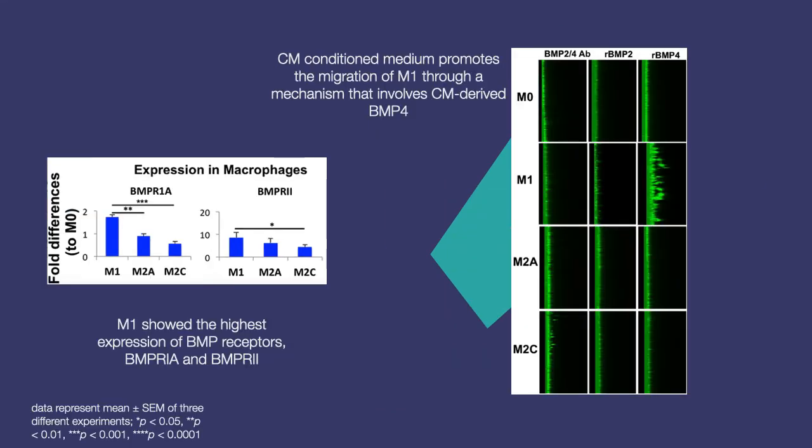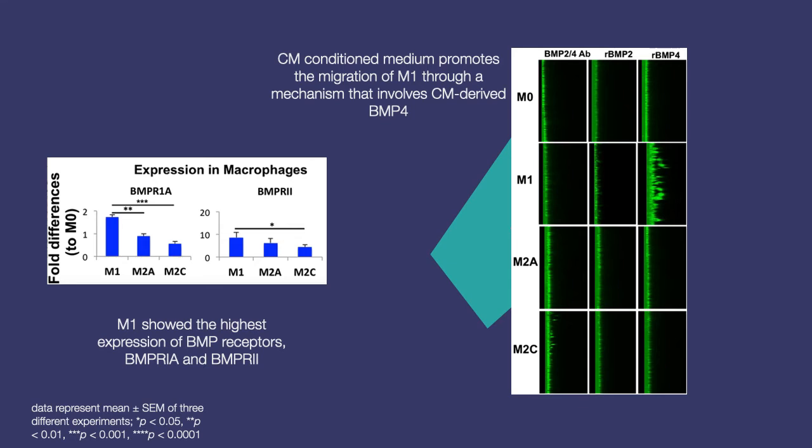So next they used the cardiomyocyte conditioned media to study the role of BMP2 and BMP4 in the recruitment of specific macrophage subtypes. And this is the same 3D inversion assay as they did before. In the first column, they have both the BMP2 and BMP4 neutralizing antibody, where you see little to no migration for all the different subtypes.